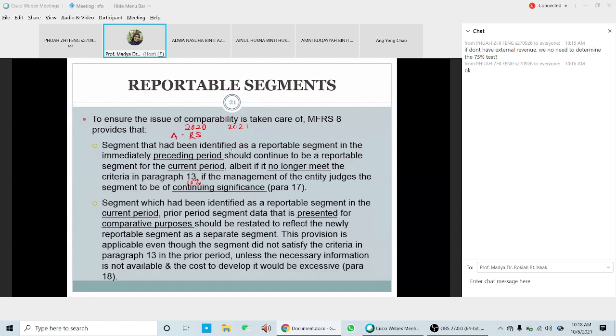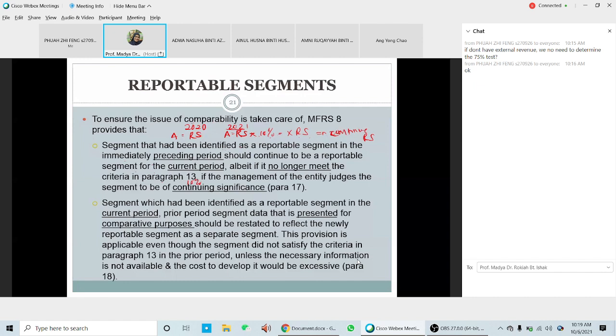And then let's say in the year 2021, you check the test. It does not fulfill the 10% test, so it cannot be a reportable segment. But the standard mentions that even though A does not fulfill the criteria of a reportable segment, if it was already recognized in the year 2020, then in the year 2021 it should continue to be a reportable segment. So this is for the purpose of comparability.